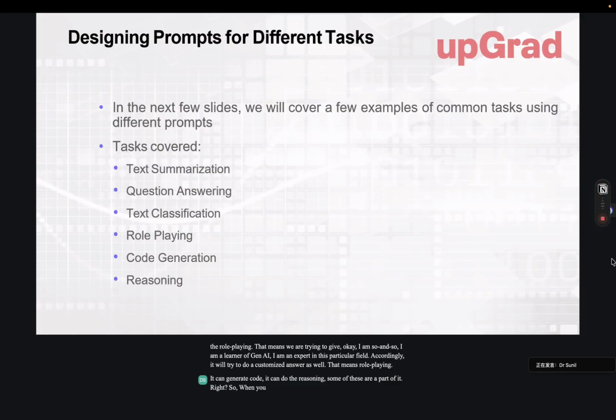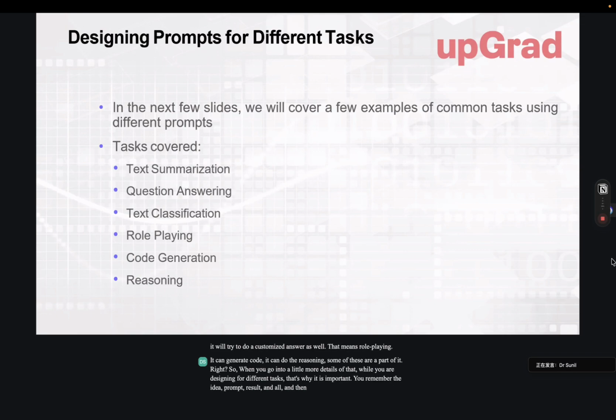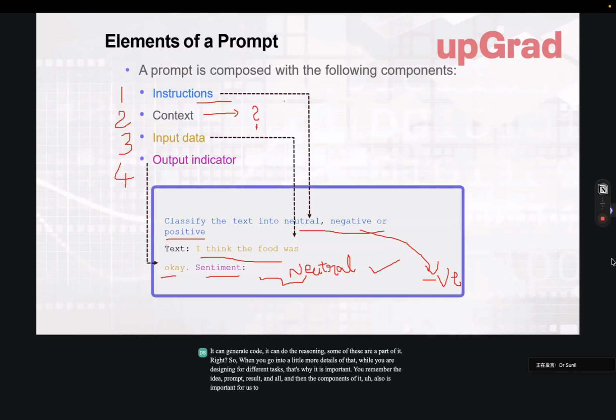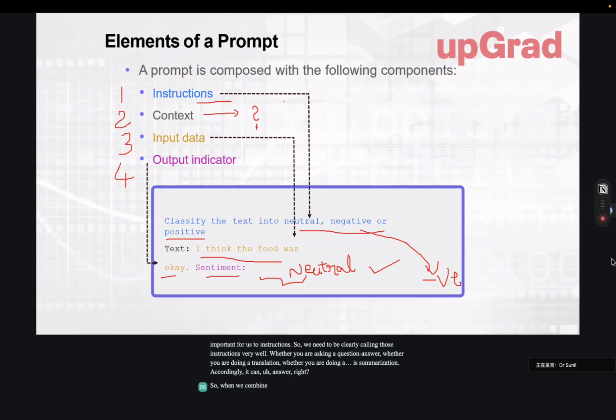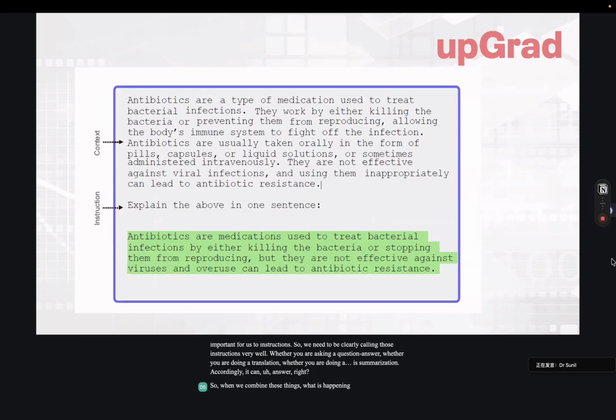When you go into a little more detail while you are designing for different tasks, why is it important? You remember the idea: prompt, result, and all. Then the components of it also are important for us, the instructions. So we need to call out those instructions very clearly, whether you are asking a question and answer, doing a translation, or doing a summarization. Accordingly it can answer, right? So when we combine these things, what is happening like this?